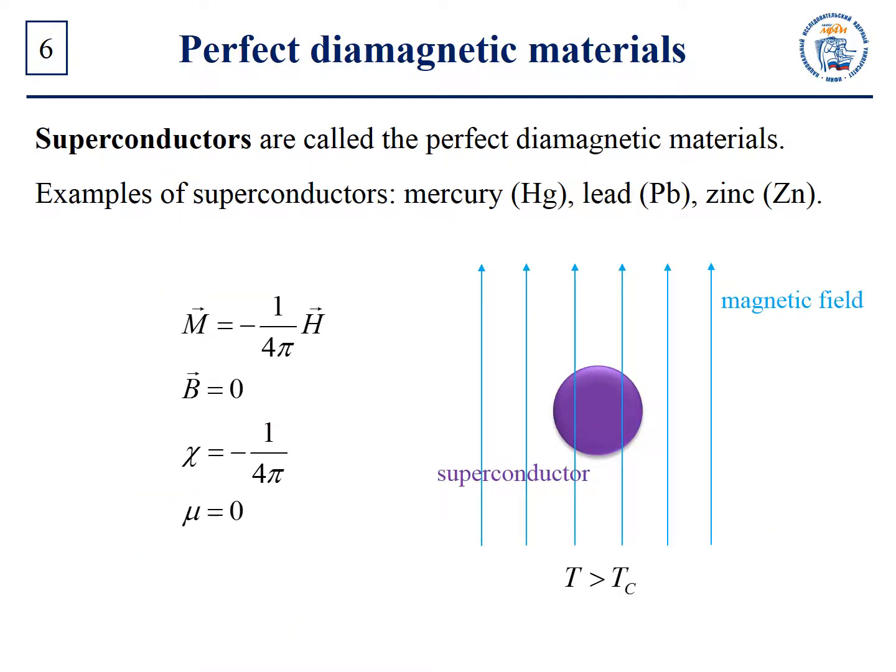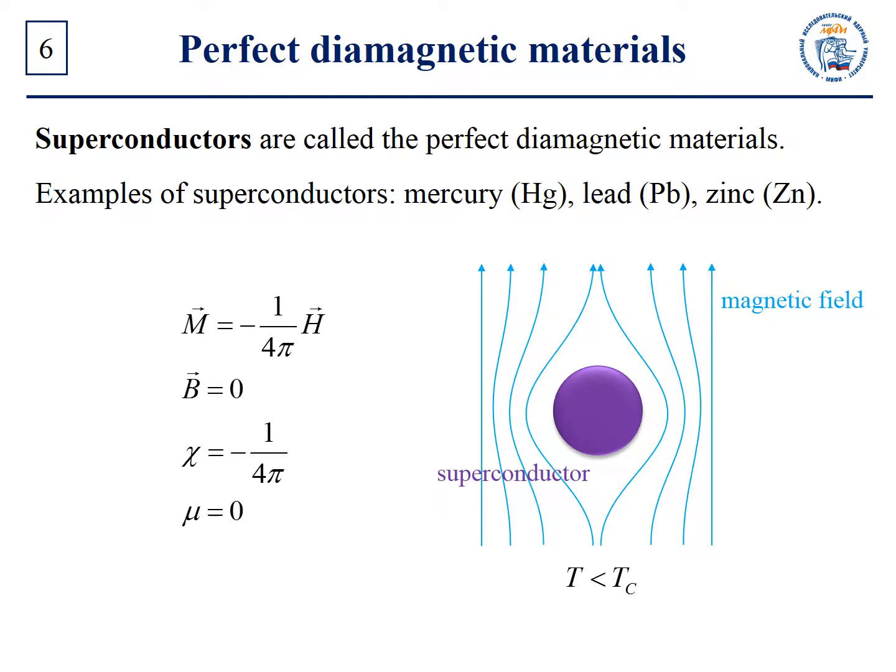Superconductors are called the ideal or perfect diamagnetic materials. In superconductors, magnetic field is fully expelled from the sample due to the Meissner effect. Let us see the illustration of the Meissner effect. Magnetic field lines, represented as blue arrows, are excluded from a superconductor when it is below its critical temperature. So, the characteristic of superconductivity appears when the temperature T is lowered below a critical temperature. Well-known superconducting substances are lead, mercury, zinc, and so on.